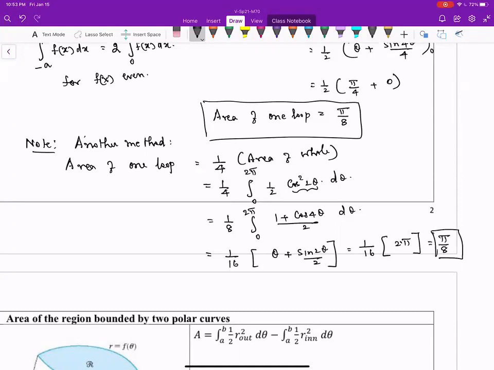You can do this only when all the areas are equal, that is, the graph is symmetric. Then you can take 1/4 of the area of the whole thing, as in this particular case. So there are two ways to do this problem.